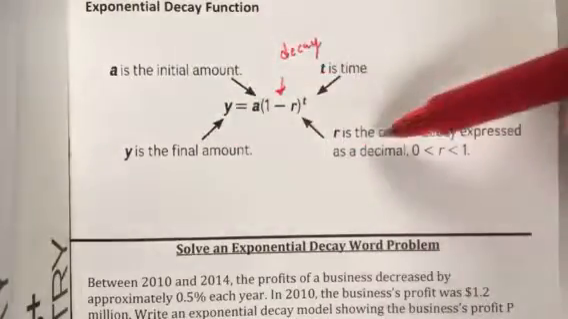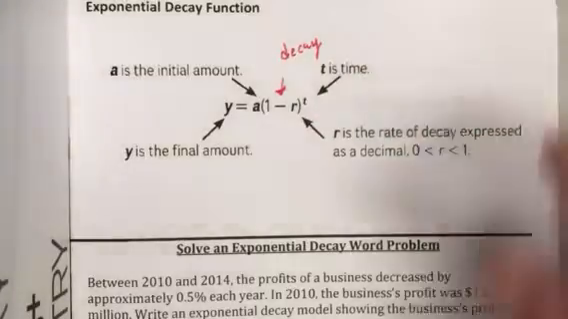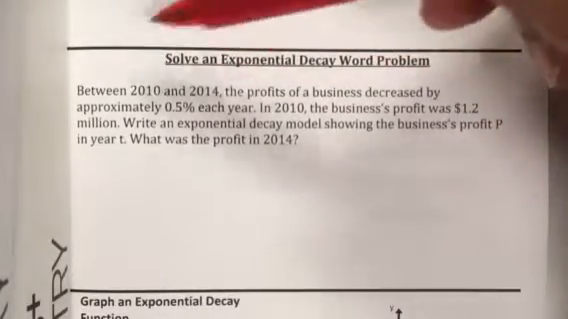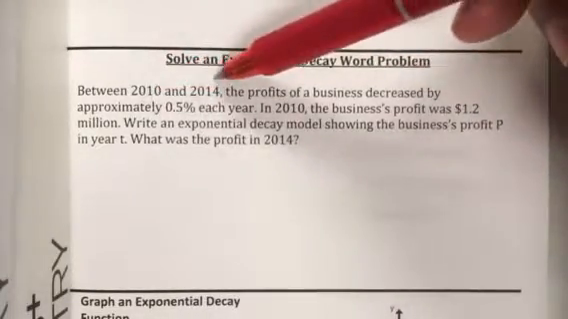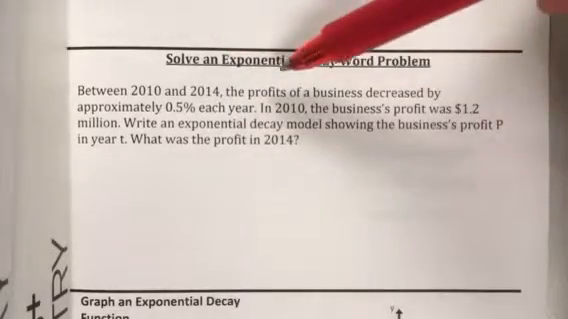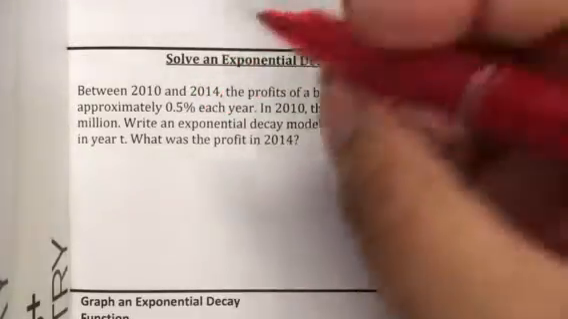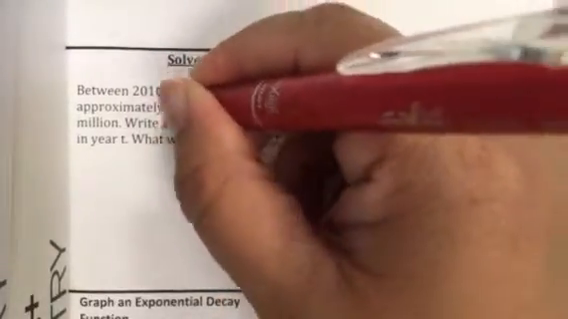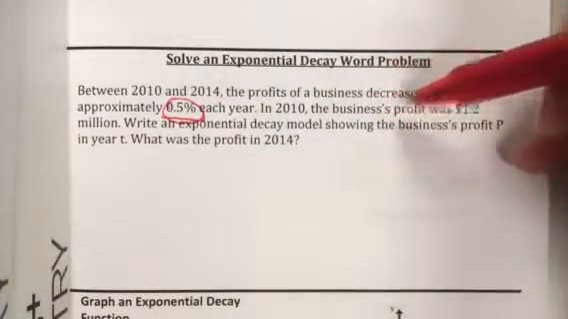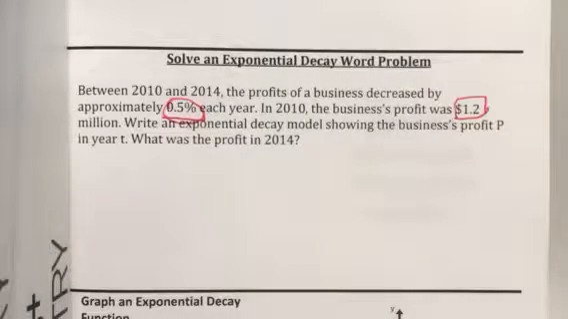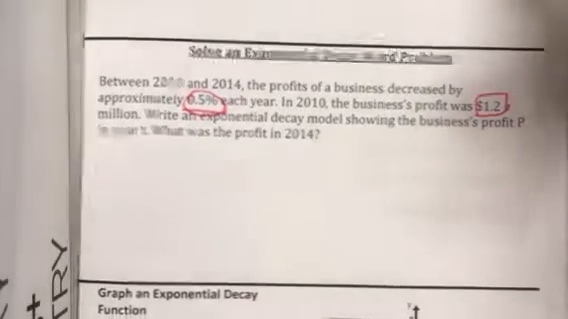So again, you have your initial amount, your rate as a decimal, and your time. Okay, so between 2010 and 2014, the profits of a business decreased by approximately 0.5% each year. So we have our rate, and the business profit was 1.2 million. Write an exponential decay model showing the business's profit in t years. What was the profit in 2014?